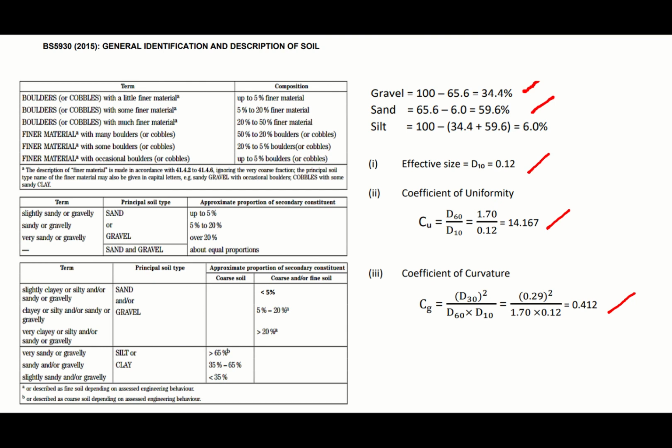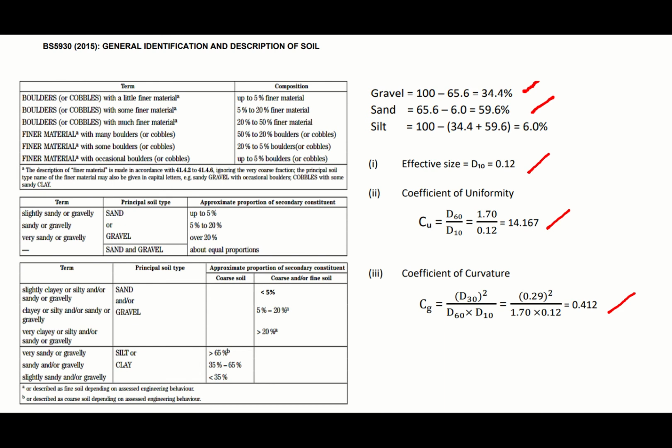This is a special lecture to identify the soil classification using British Standard 5930. Basically what you need to do is calculate the table, and then do the curve, and from the curve you must collect all the information about the soil composition: what is the percentage of gravel, what is the percentage of sand, and what is the percentage of silt or clay or fine grained soil.